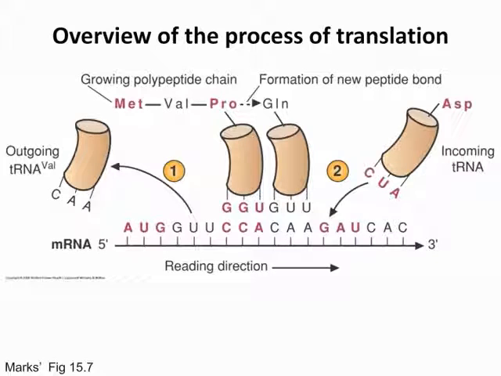So here's an overview of translation. I highly recommend watching a video on translation so that you can visualize things better. So just take a few minutes and go do that. Here, first step is a tRNA donated its amino acid and is now being released from the mRNA. In step 2, another tRNA, remember the charged tRNA called the aminoacyl-tRNA, is going to bind to the correct codon and donate its amino acid to the growing polypeptide chain. So we started with methionine, then valine, then proline, then glutamine, and now aspartate is joining the chain.